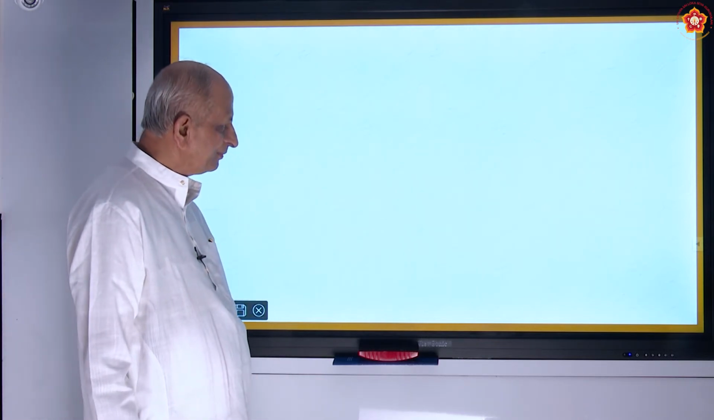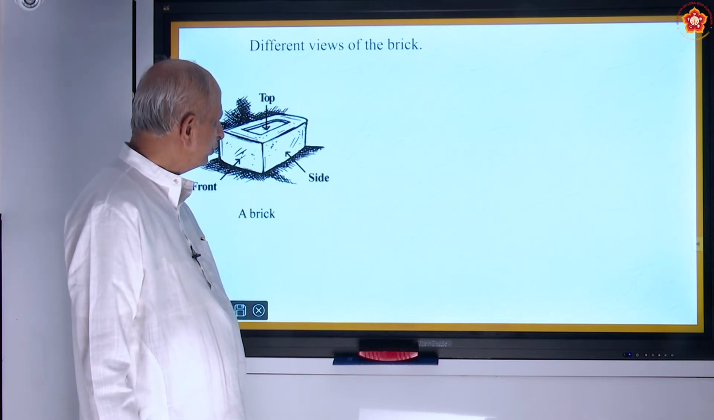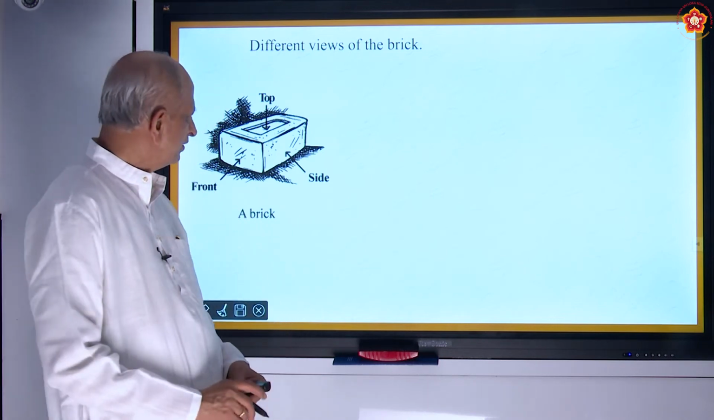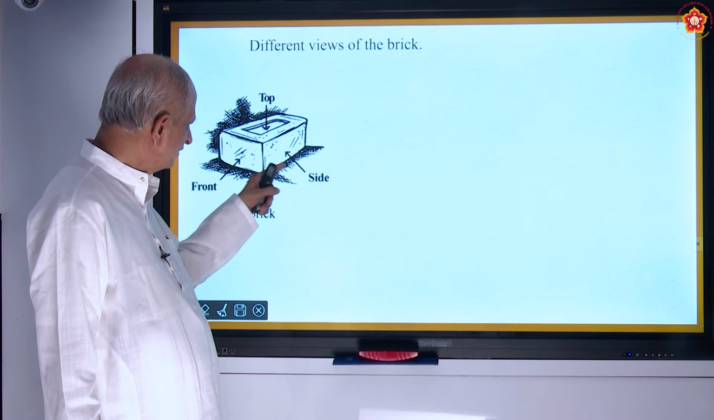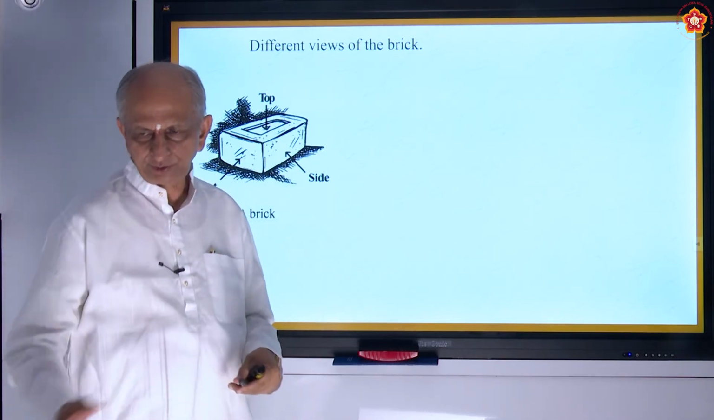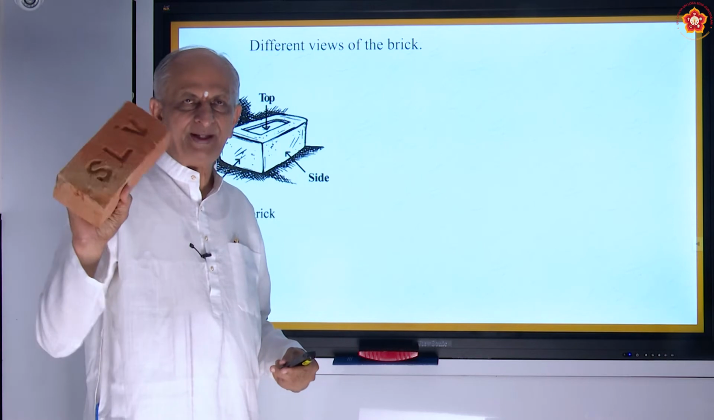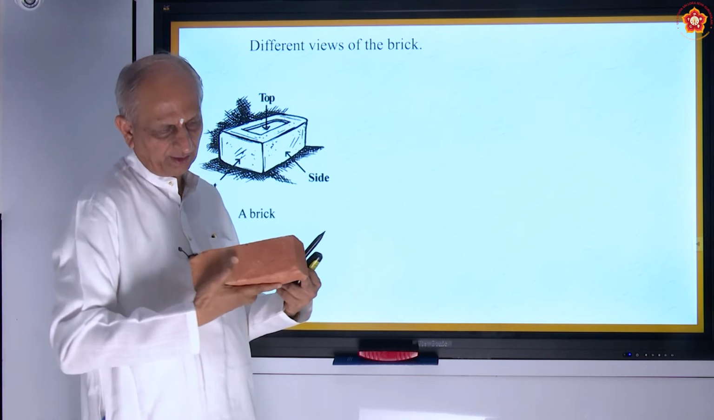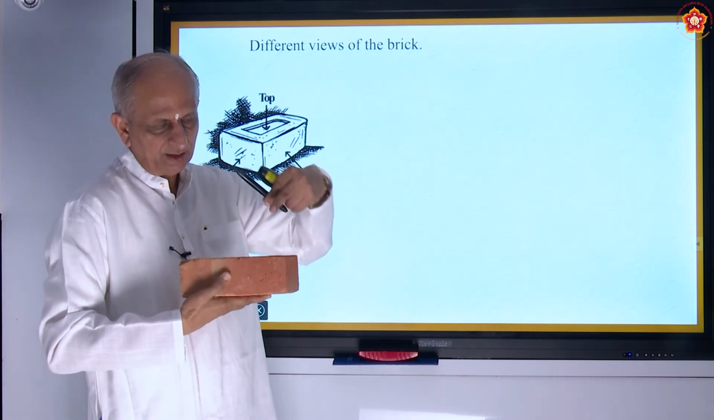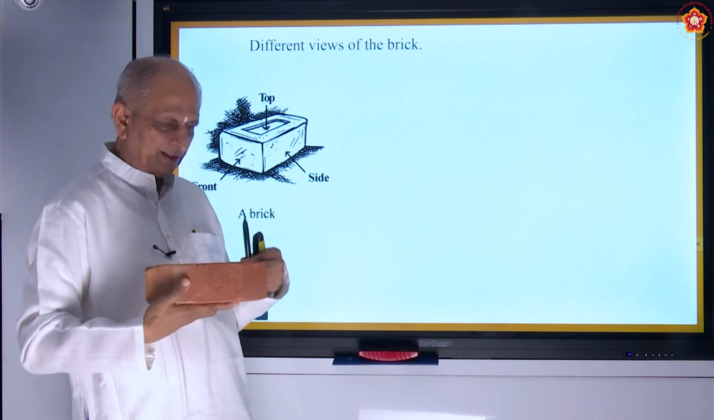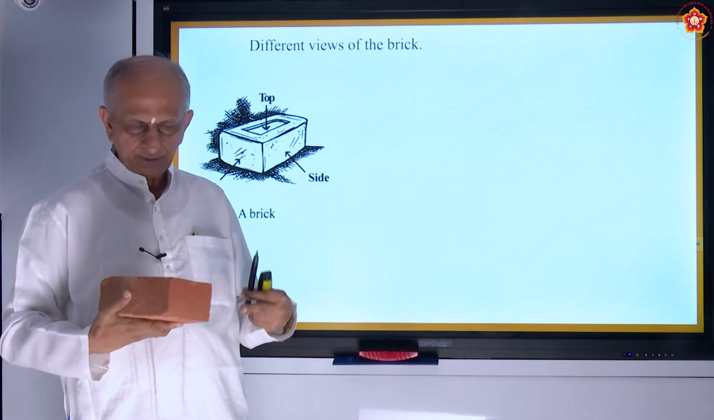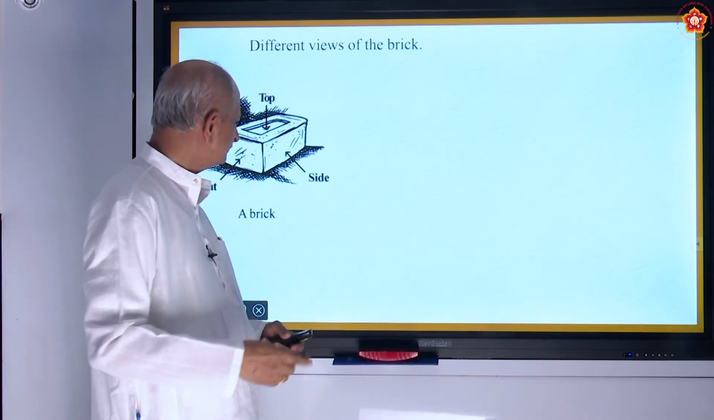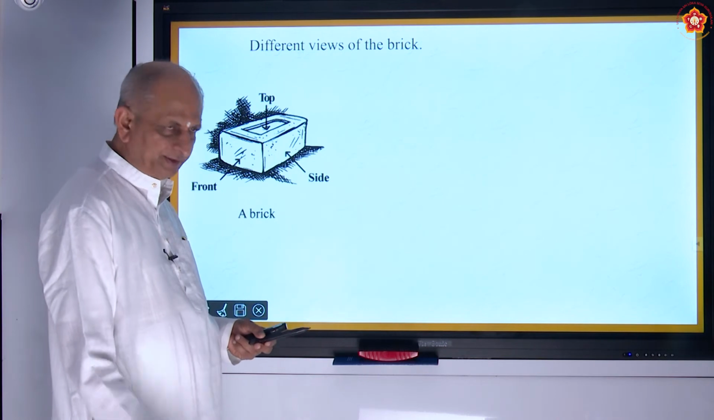And let us see one more example. Different views of the brick. You have seen brick. See, this is called front portion, this is called side portion, this is called top portion. So this is a brick, this is the top portion, this is the front portion, this is the top portion, and this is the side portion. Okay, so that is how you can see a brick. So every brick, it all depends upon how you see it.